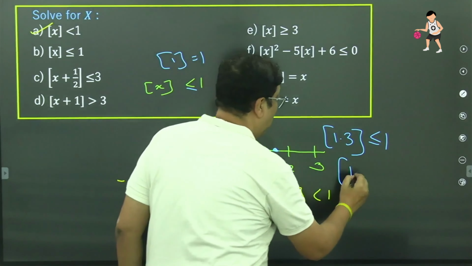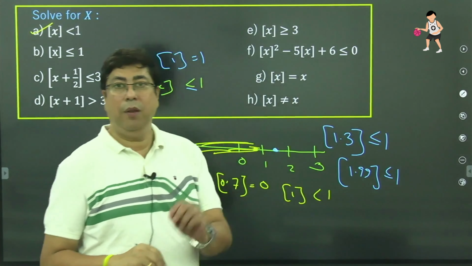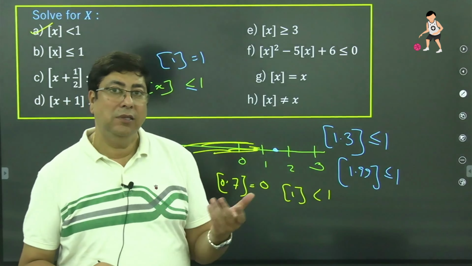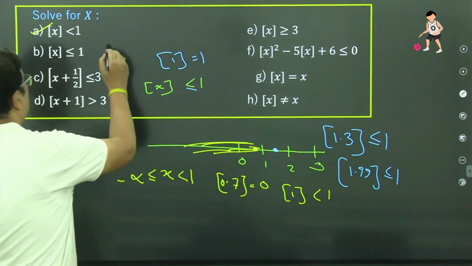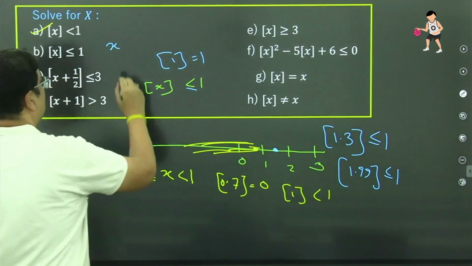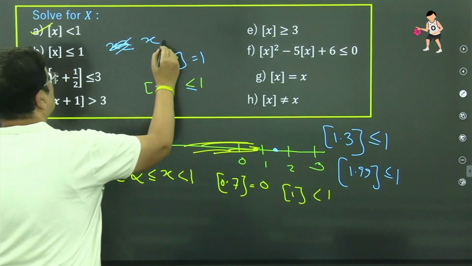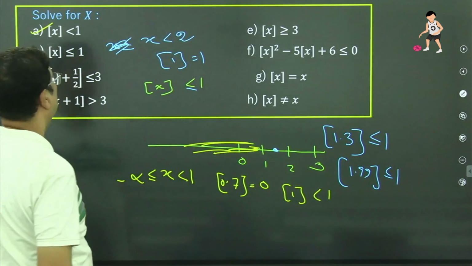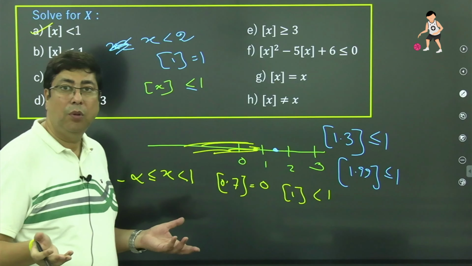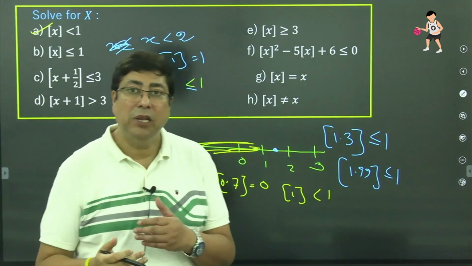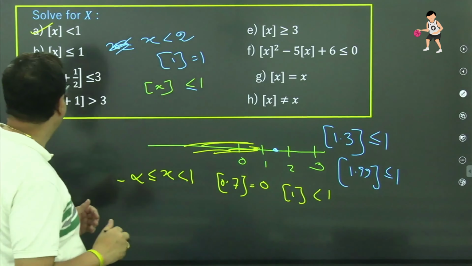If we take 1.99, is box less than or equal to 1? Yes, because box of 1.99 is equal to 1, and 1 is less than or equal to 1. Obviously 1 is equal to 1. So what will be the answer of this question? x less than 2. If x is 1.99, that is also getting satisfied. x less than 2. Okay. In this way, the formula will be generated, and first of all, we have to know what is exactly the physical meaning of this.